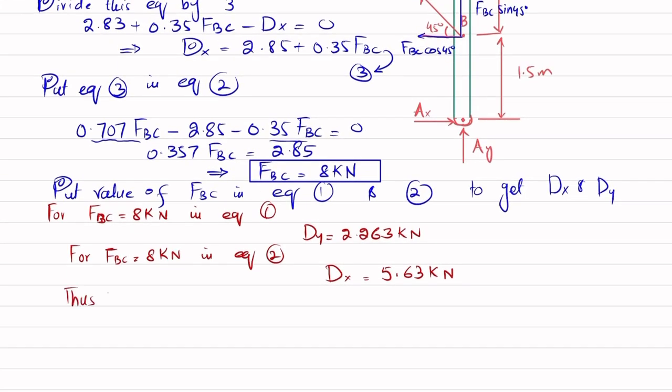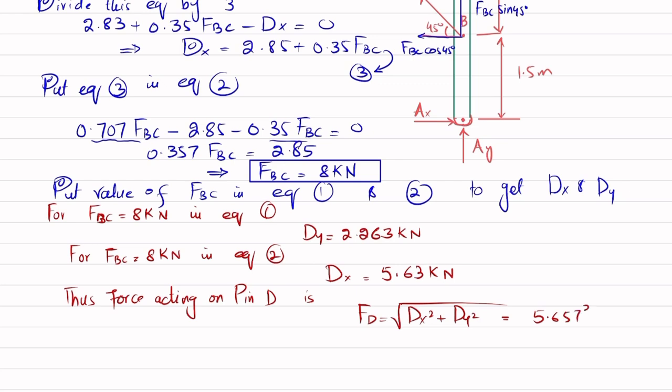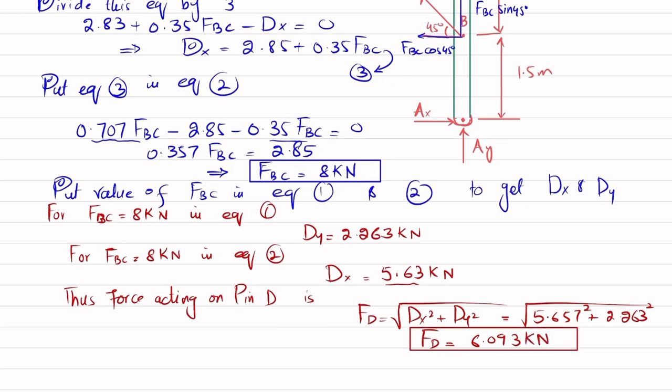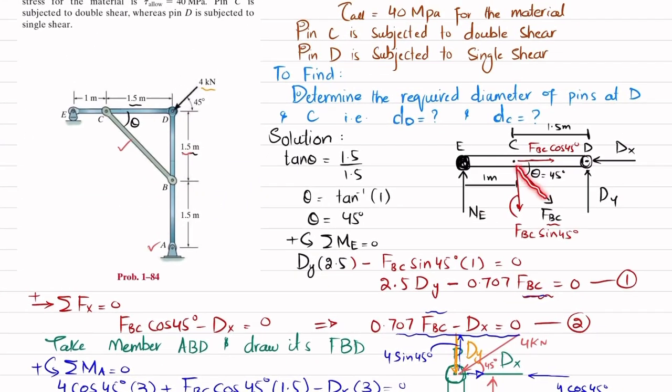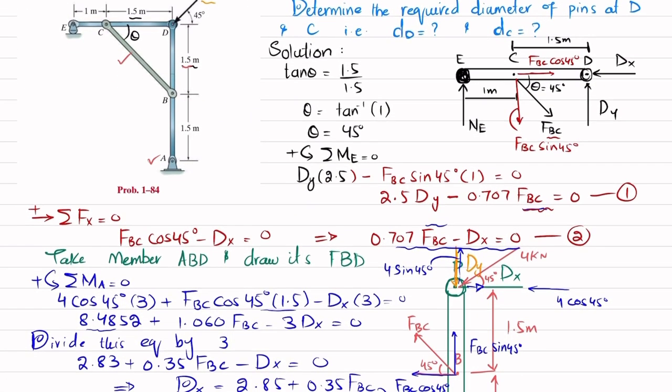Thus, the force acting on pin D is this FD, and that FD will be equal to the square root of dx square plus dy square. So put the value: 5.657 square, or this 5.63 you can take, plus 2.263 square under the root. So this FD comes out to be 6.093 kilonewton. Now you can see that the net force acting on point D is FD, and this FBC is also there. So I will move to the next page.